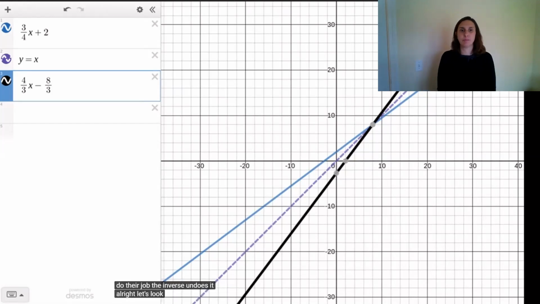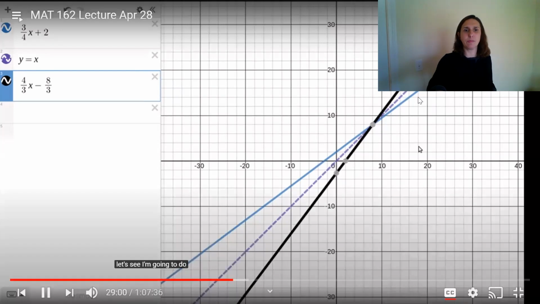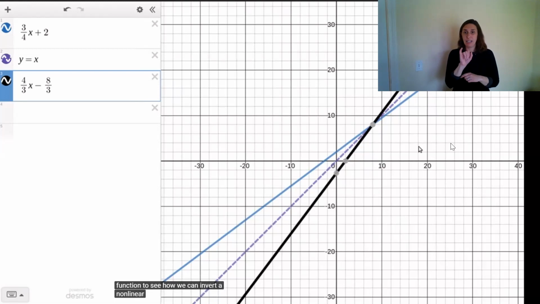All right, let's look at different types of inverses and try to work our way through the different values of inverses. We've covered the information in section 2, but I want to cover some of the weirdness that comes out of section 2. So let's go back here. I'm going to do a nonlinear function to see how we can invert a nonlinear function.